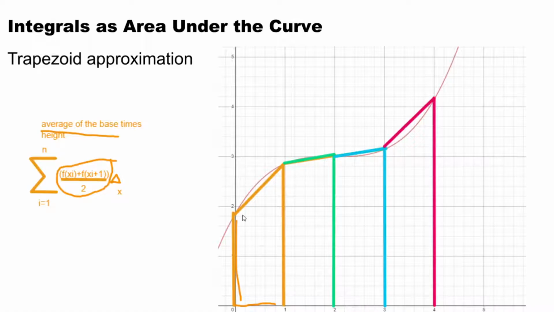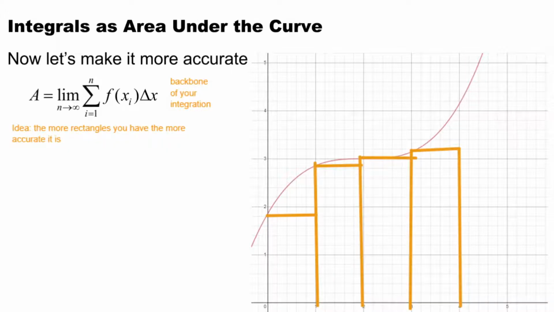And then there's the trapezoid approximation, where you connect each endpoint and find the area of the trapezoid, which is base 1, which is this, plus base 2, this, divided by 2, which is the average of your bases, times the height, which is this over here. And all of you guys remember that from geometry. The way we make this more accurate is we just add more and more intervals.